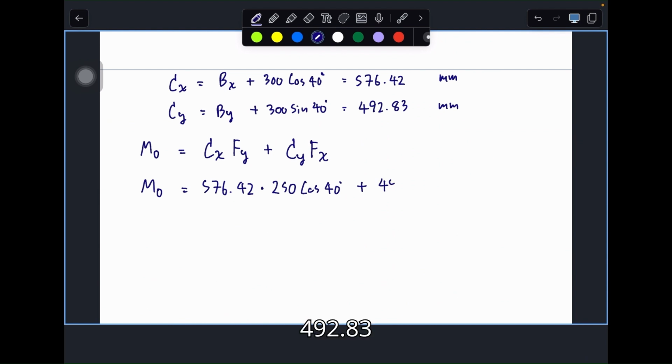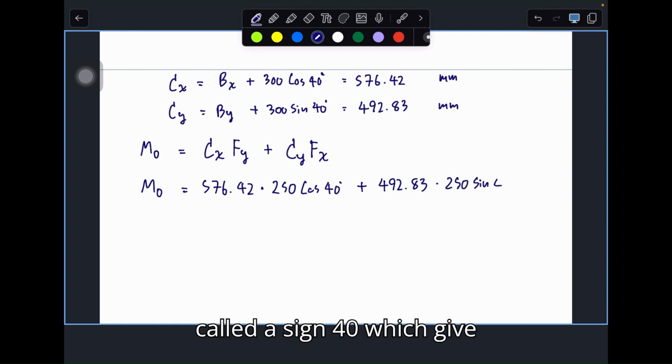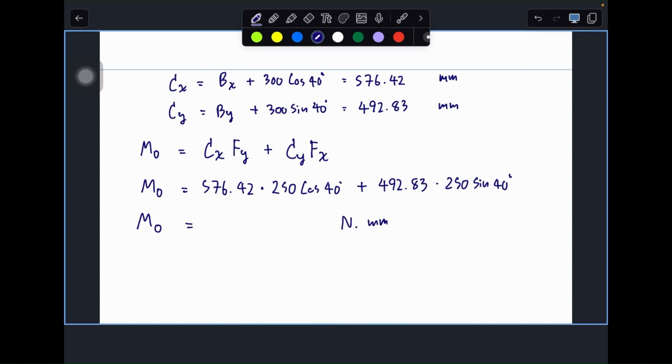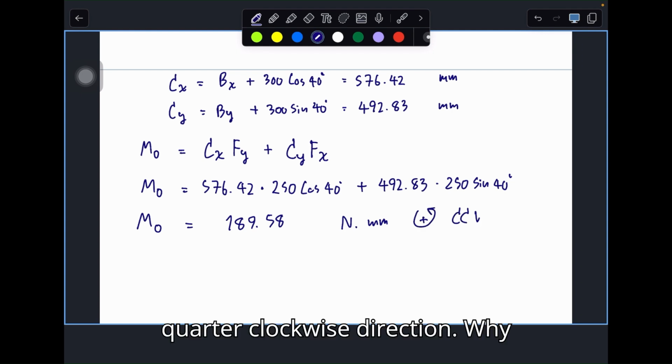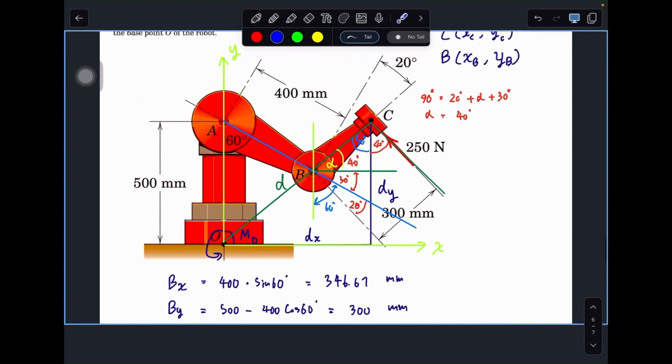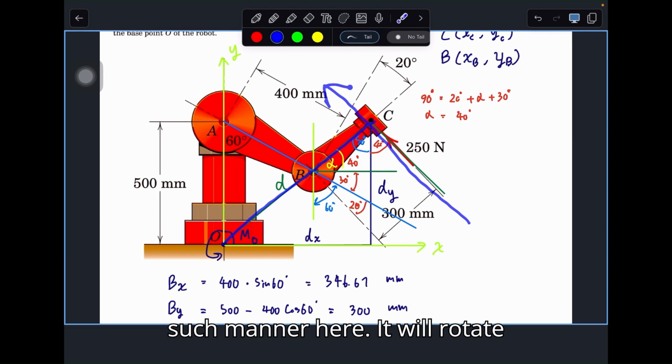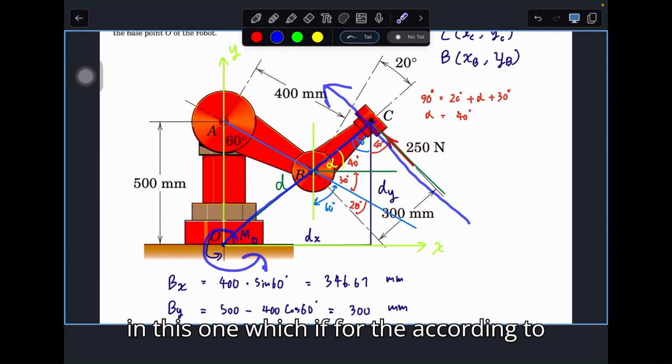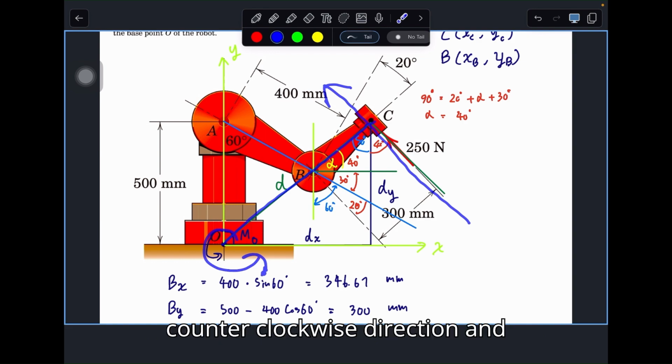Plus 492.83 times 250 times sine 40. This should give us, okay, the answer of 189.58 in the positive counterclockwise direction. Why do we know it's positive counterclockwise? It's because if this force acts in such a manner here, it will rotate in this direction, which according to the right-hand rule gives us the counterclockwise direction.